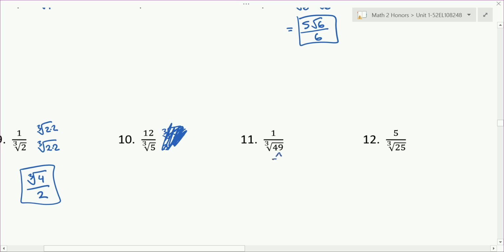11, 49 is 7 times 7. So I'm going to multiply top and bottom by cube root of 7. And the answer is cube root of 7 over 7.